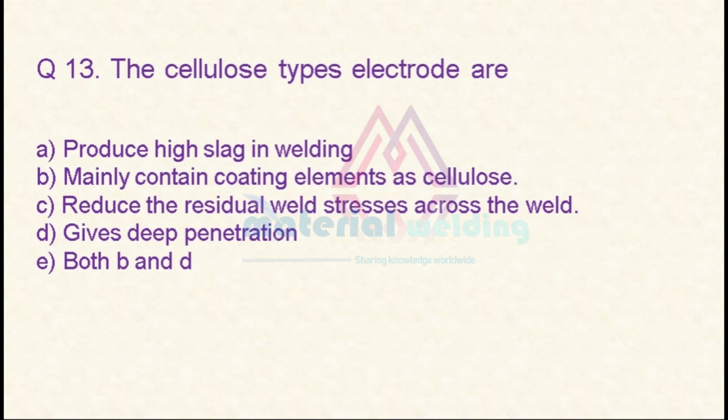Question 13. The cellulose type electrodes: A. Produce high slag in welding. B. Mainly contain coating elements as cellulose. C. Reduce the residual weld stresses across the weld. D. Give deep penetration. E. Both B and D.